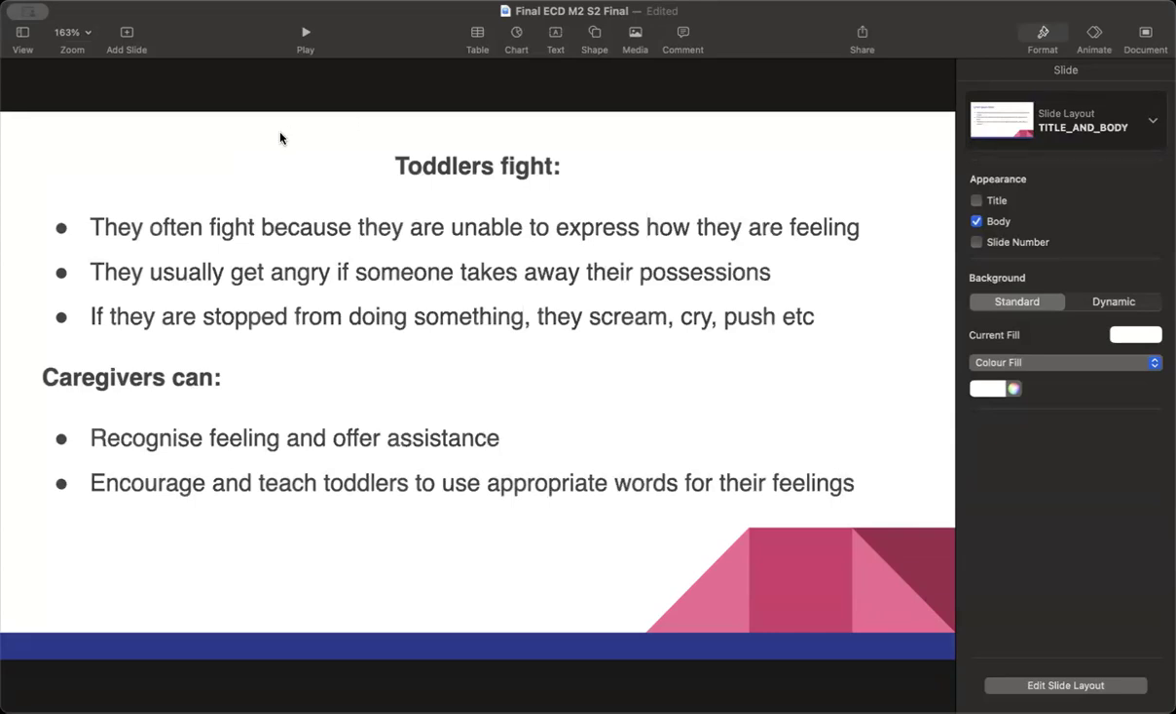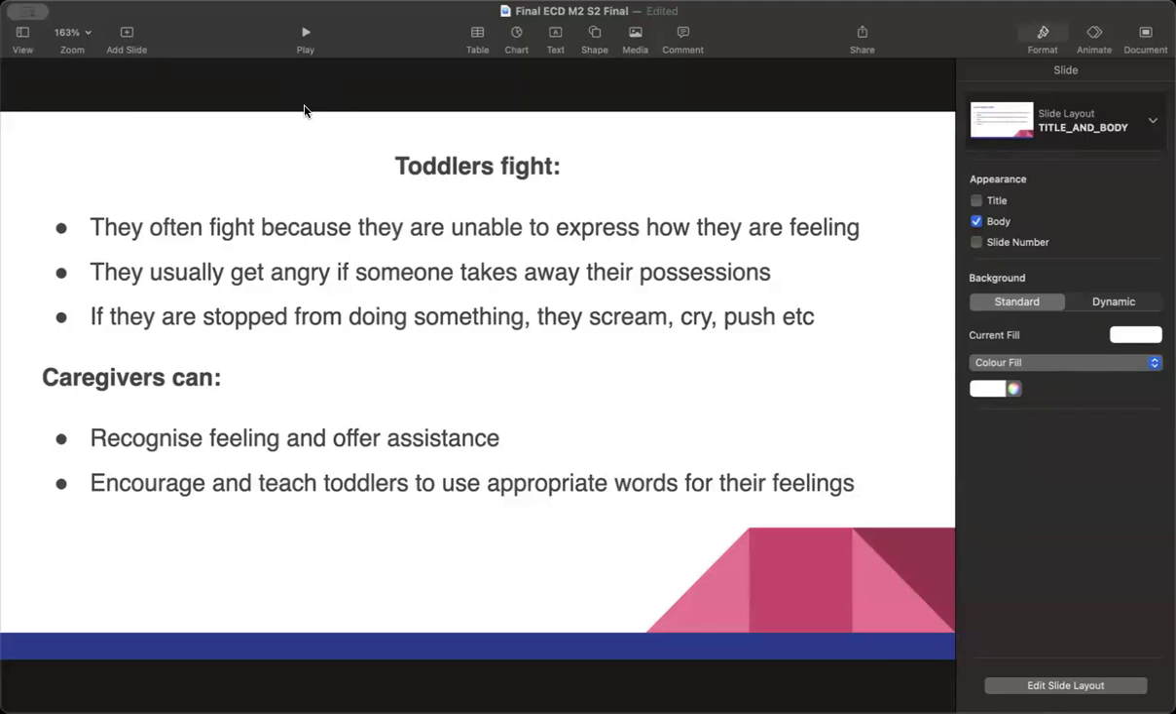And they fight because they are unable to express how they are feeling. Yes, yes. Sorry, Sophia, don't forget talking. Okay. All right, so the next one after this one that I'm reading now, you can do, all right?